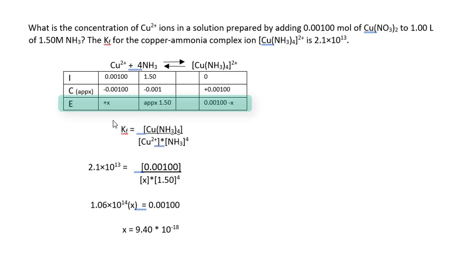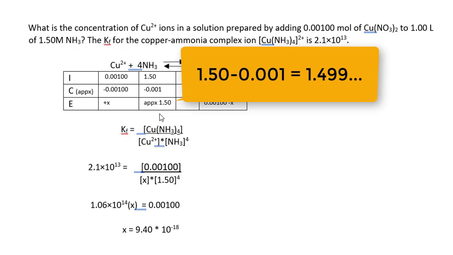But we need to account for some amount of copper ion that remains at equilibrium. The copper ammonia complex forms, but there is a reverse reaction to provide some free copper ion. So we need to show that, and we're showing that as an x. And because the formation constant is so large, and the concentration of ammonia is so large to start with, and the initial concentration of copper ion is so small, we could assume that the equilibrium concentration of ammonia is 1.5 molar.